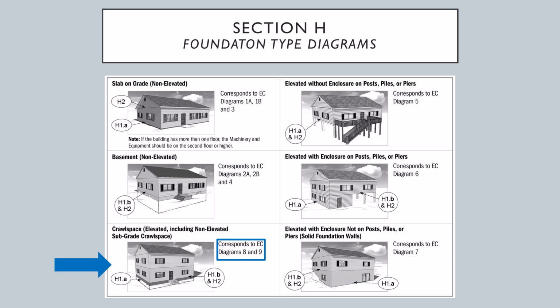Lastly, we come to the crawlspace foundation type. A building which has its crawlspace floor at or above grade, a diagram 8 building, is an elevated building. A building which has its crawlspace floor below grade on all 4 sides is known as a subgrade crawlspace, a diagram 9 building, and is not an elevated building. The elevation needed to determine the M&E discount is the elevated floor, as shown by the arrow for H2.